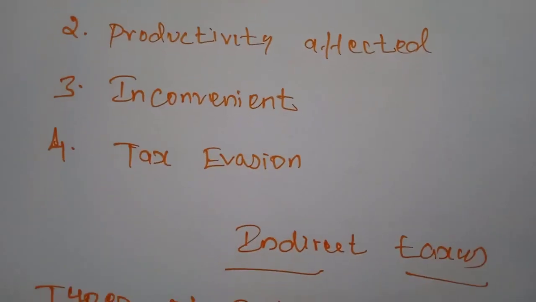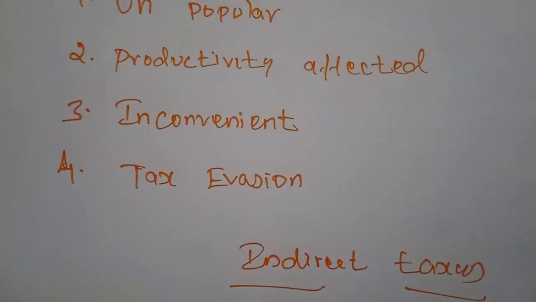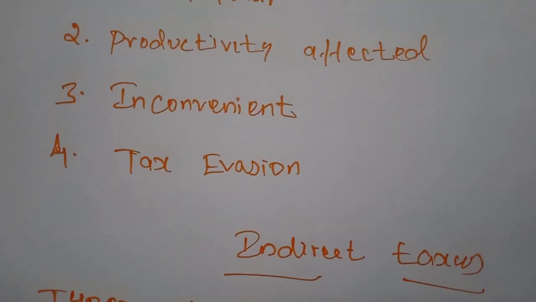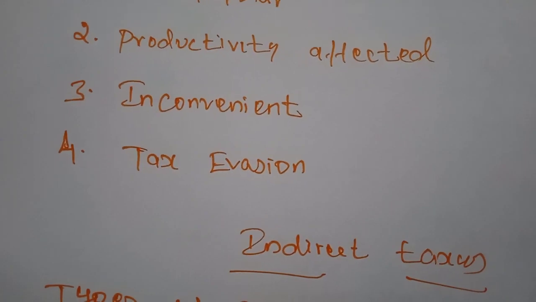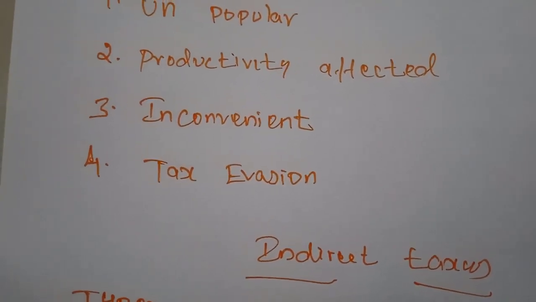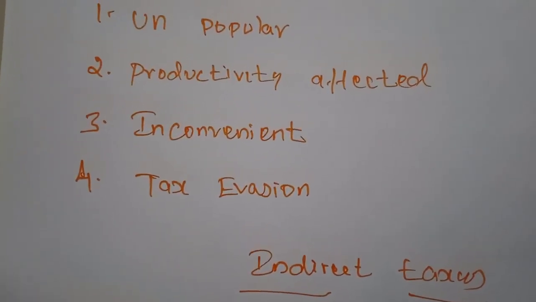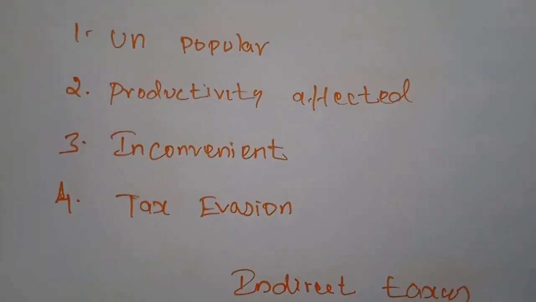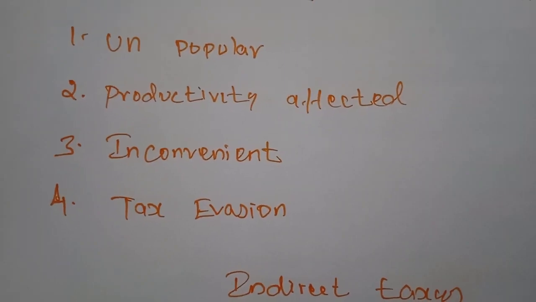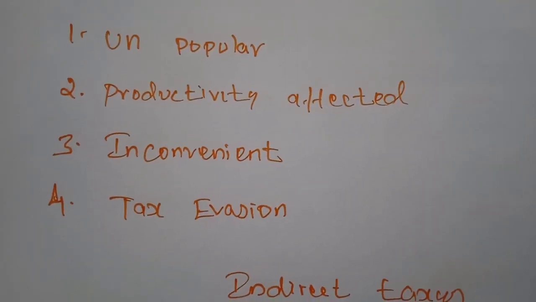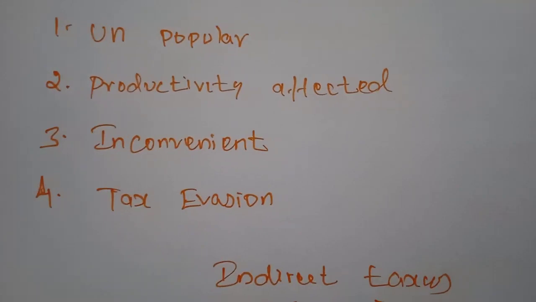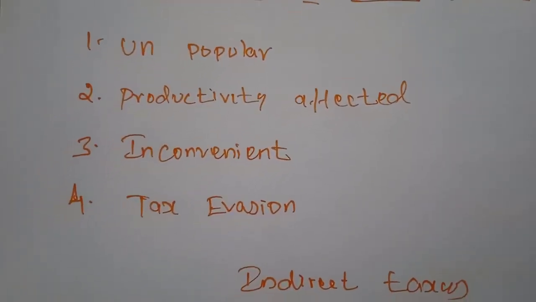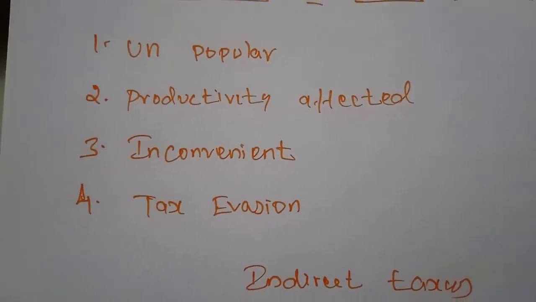Next, tax evasion. Tax evasion means people always try to cheat the government to reduce their payments. The burden of direct tax is so heavy that the taxpayers always try to evade the taxes. This ultimately leads to the generation of black money, which is harmful to the economy. If persons are not ready to pay the tax to the government, most of them will evade the government.